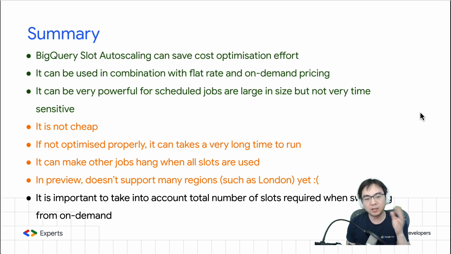So the downside is that it's not cheap, right? If you don't use it properly, it can really break your bank. It can cost a few times more than the yearly commitment price if you're not careful with this stuff. And if you don't optimize it properly, it can take a very long time to run even one single query, because if you don't put any baseline in there, as I mentioned, every time you run something after it's been idle for a while, you have to wait for quite a bit.